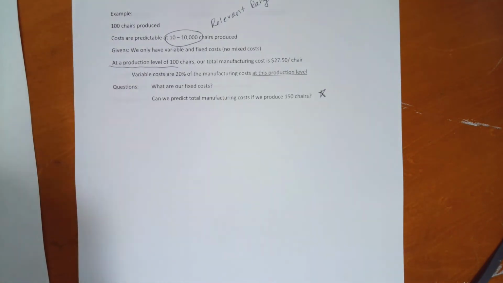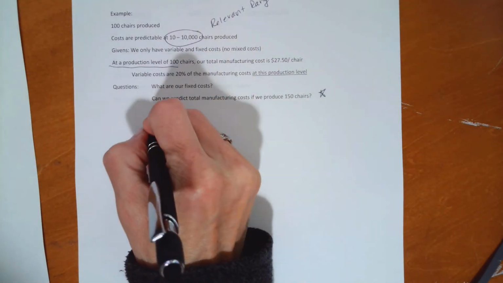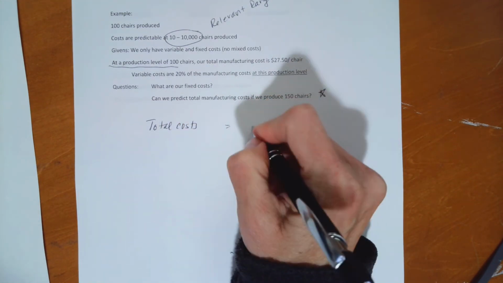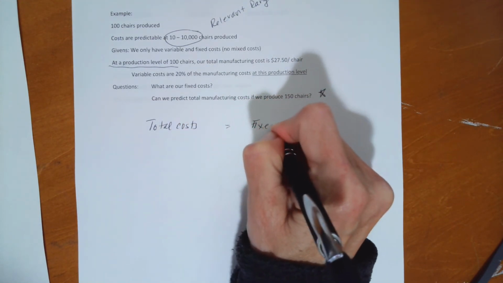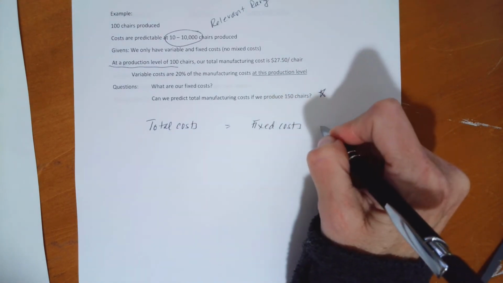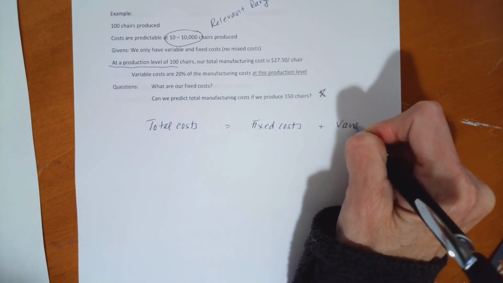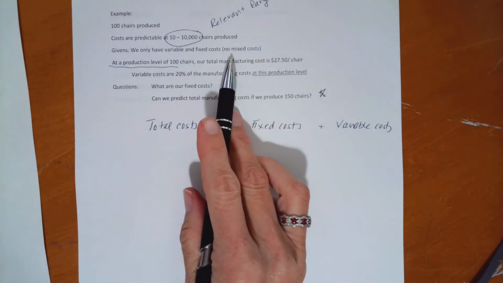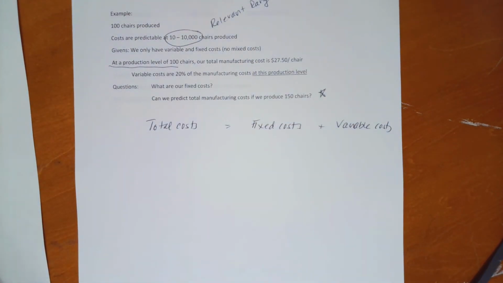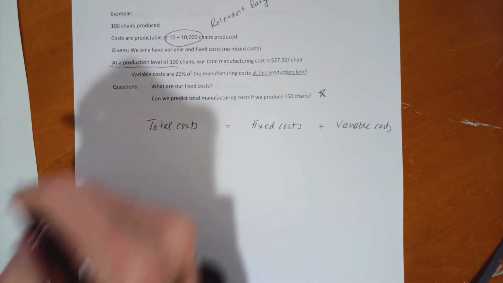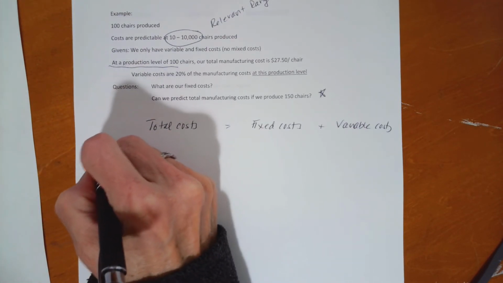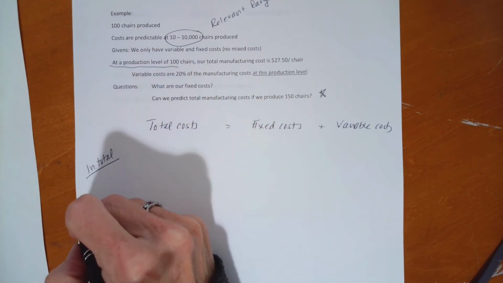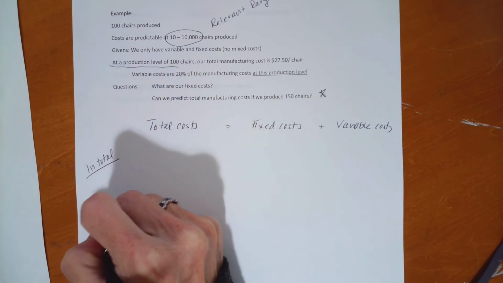So I'm going to break this apart a little bit. So our total costs are made up of our fixed costs plus variable costs. Right, because they told us we don't have any mixed cost. And there's two ways we can look at this. We can look at this kind of in total for all 100 chairs, or we can look at it per unit. I'm going to do it both ways.